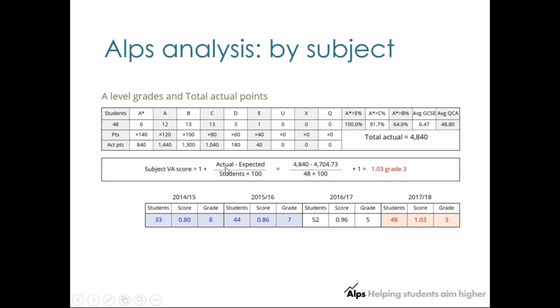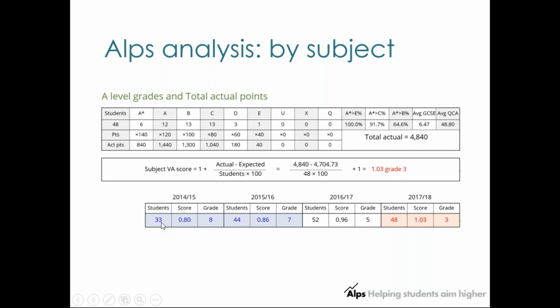Now, actual minus expected is 4,840 points minus the expected, which is 4,704. So we actually got more than we expected, which brings a figure above 1.00, and that will always be the case if you get more points than expected. And the maths has scored 1.03, and that gives them a grade 3 on an Alps thermometer, so it puts them in the top 25% when you compare this maths class with all other maths classes in the national data set.